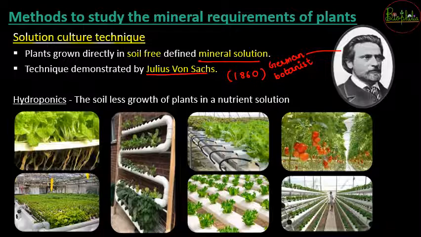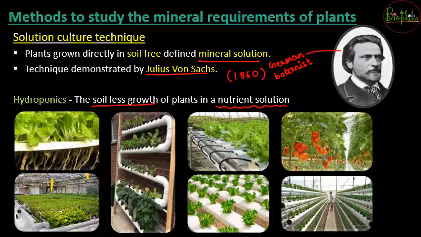So whenever there is a soil-less culture wherein the plants are grown, it is called hydroponics. So hydroponics is going to be a soil-less growth of plants in a nutrient solution. So nutrient solution क्या होता है, जैसे प्योर वाटर में अगर आप स्पेसिफिक मिनरल्स डाल के अगर if you grow the plant, that is going to be a hydroponic technique.